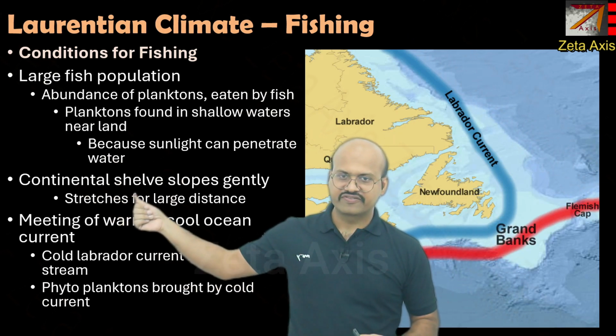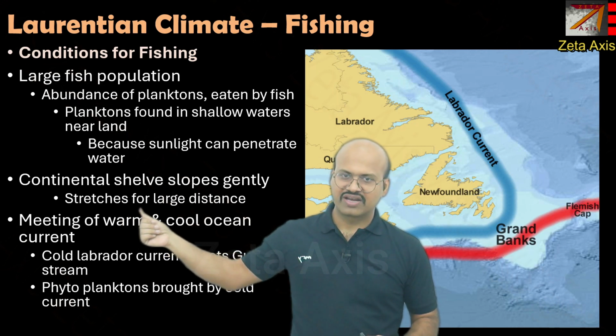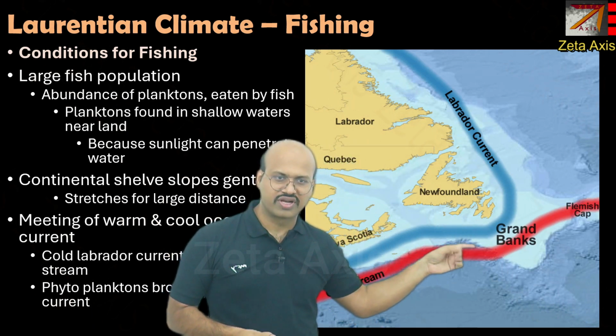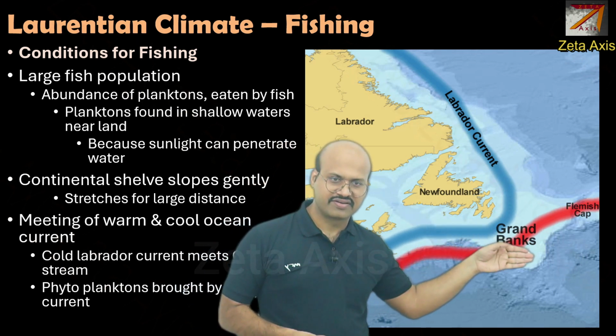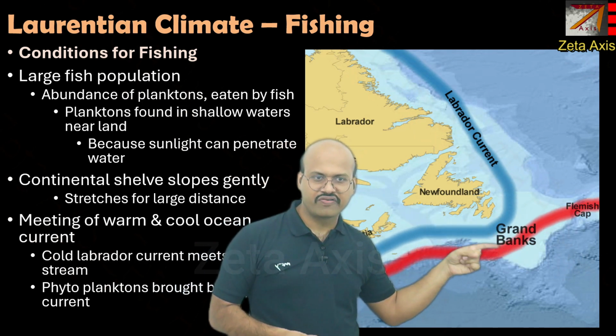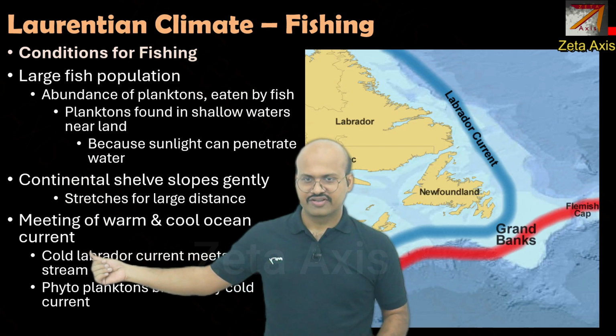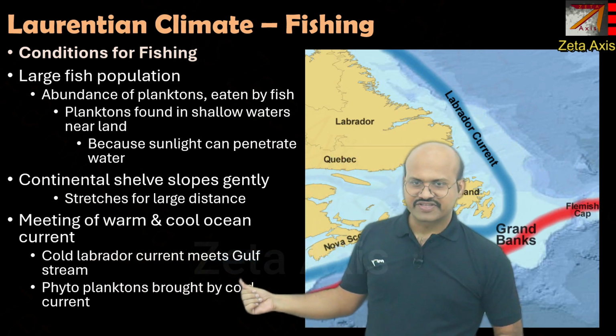Continental shelves slope gently and stretch for a large distance. We can see that these are the continental shelves in the light blue color, and they are very gentle. These are the Grand Banks, which are known for fishing. This is where warm and cool ocean currents meet: the cold Labrador current meets the Gulf Stream.